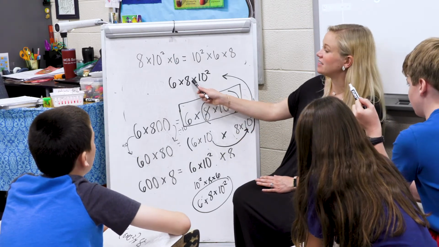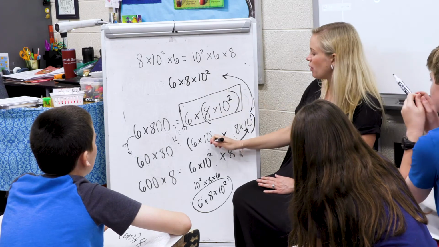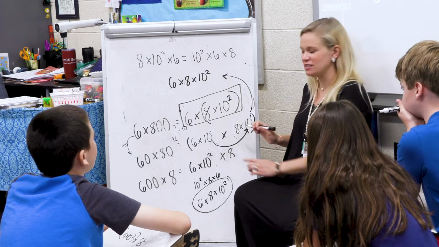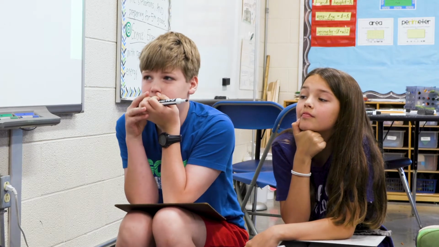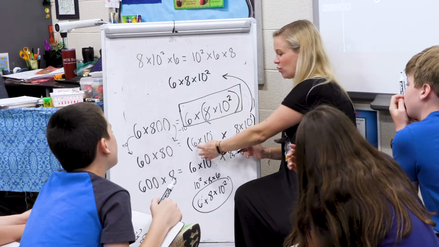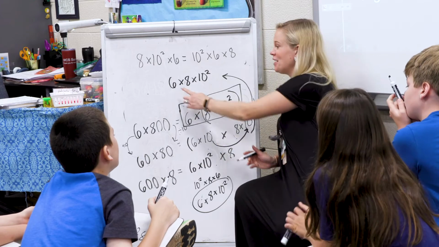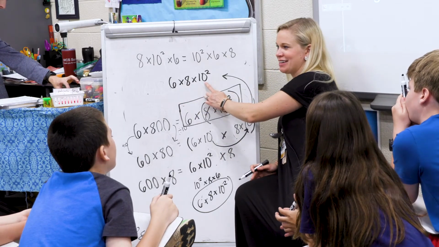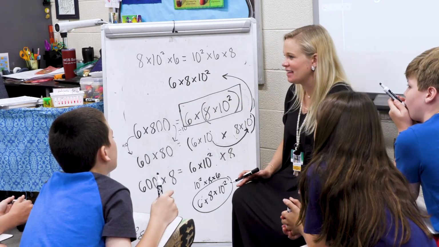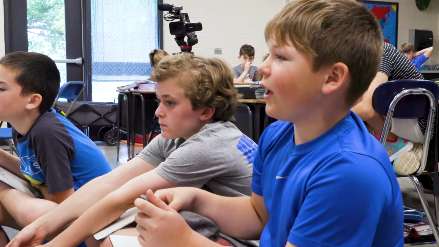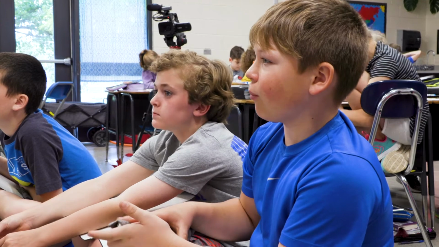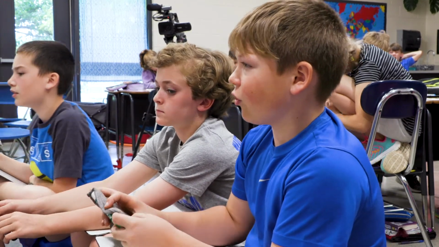6 times 8 times 10 to the second power. So you're saying we're basically combining these two tens. Since we're multiplying all the way across, we can multiply those two tens together, like Ella said. And then we're just left with the 6 times 8, so it becomes 6 times 8 times 10 to the second power. Oh yeah, and that one is not the same as the top one because there's no parentheses, and that changes the entire problem, but we get the same answer.